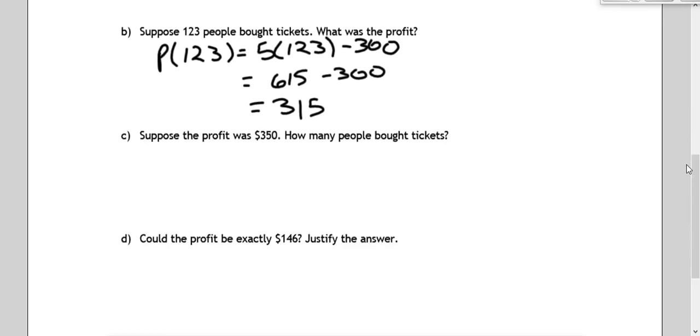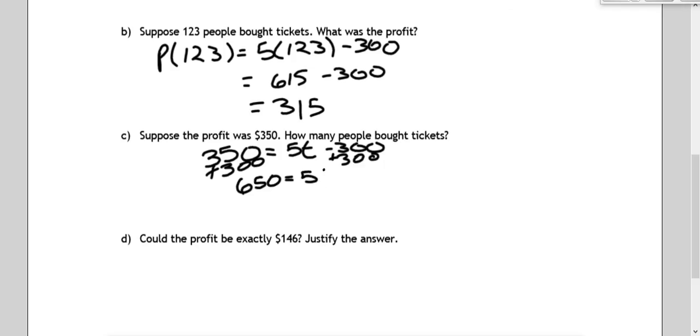Suppose the profit was 350. How many people bought the tickets? 5t minus 300. Add 300. 650 is equal to 5t. So that leaves us with 130 people bought tickets.